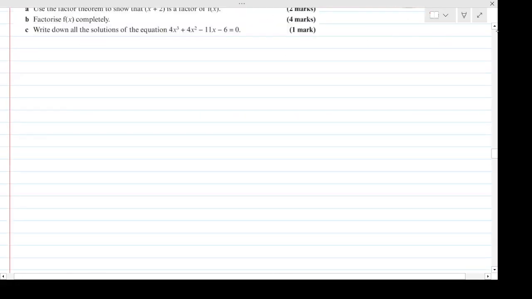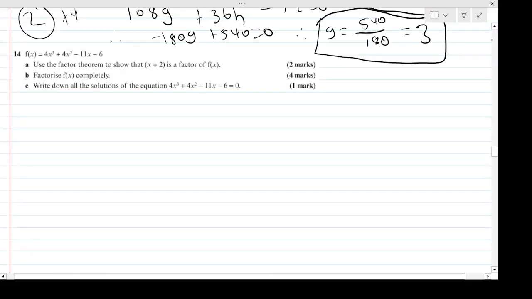Okay, let's have a look at this question. So we are given a function f of x. I'll probably note that down here. 4x cubed plus 4x squared minus 11x minus 6. Okay. And first of all, it says use the factor theorem to show that x plus 2 is a factor.